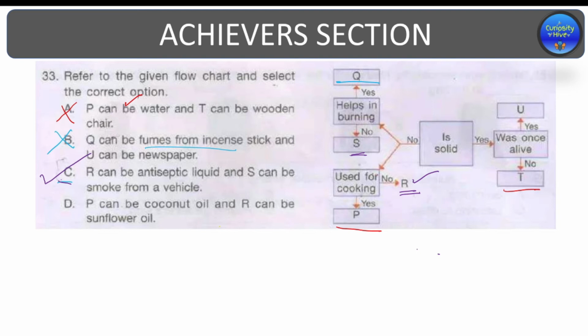And if we look at D, where they say P is the coconut oil, it is used for cooking, correct. R is a sunflower oil and that is also used for cooking, but that does not match what the flowchart says. So the second part is wrong. So our right answer is option C.